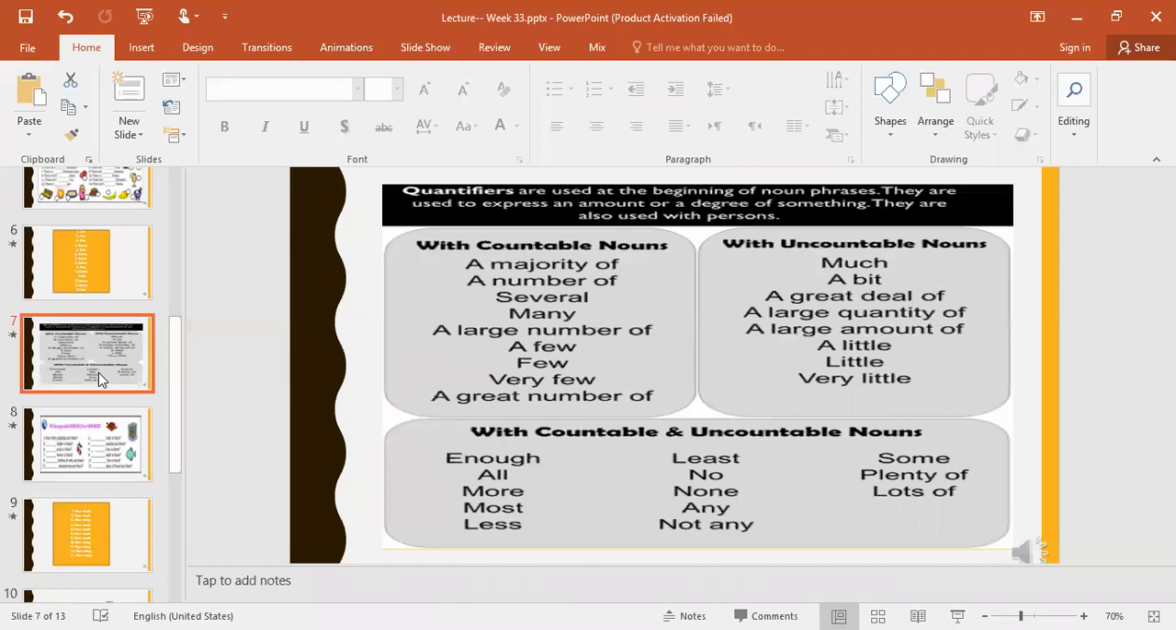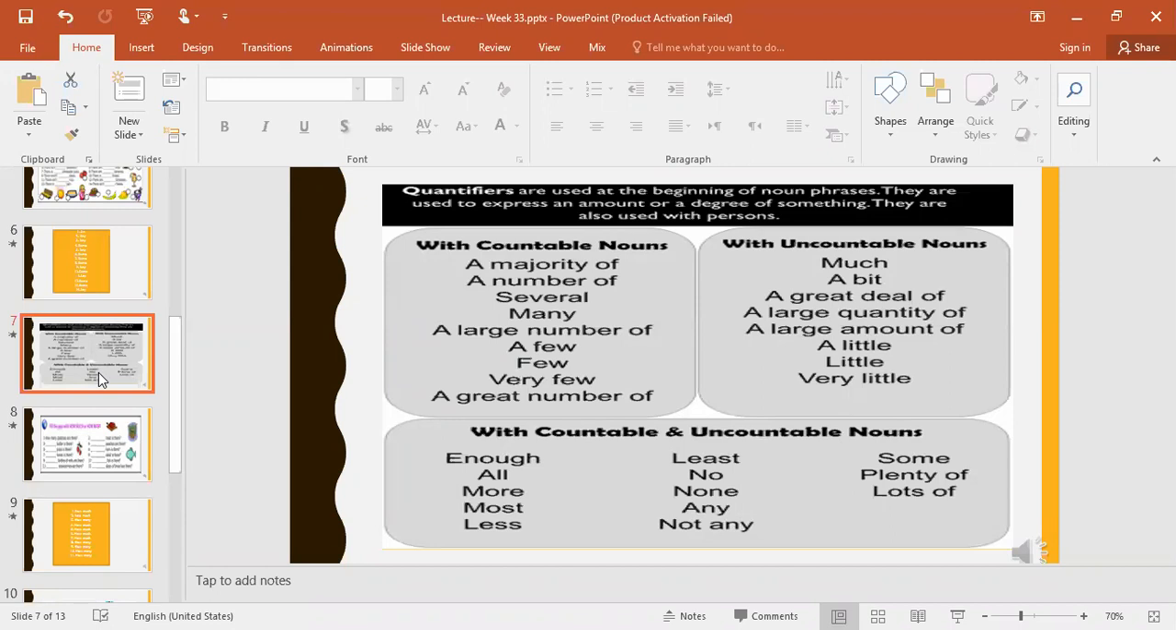Quantity. What do we mean by quantity? Amount, very good. Quantifiers are used at the beginning of noun phrases, and they are used to express an amount or a degree of something.